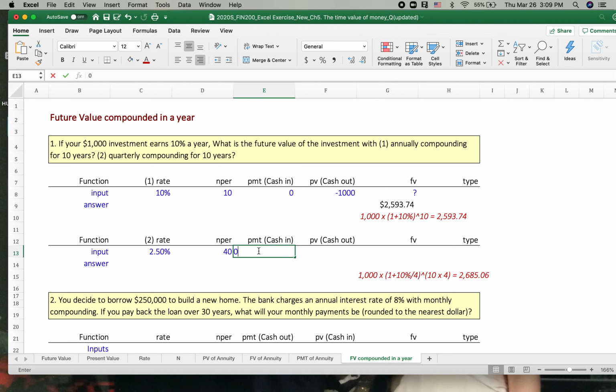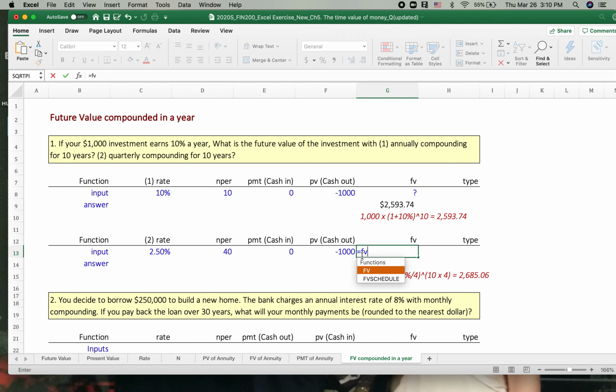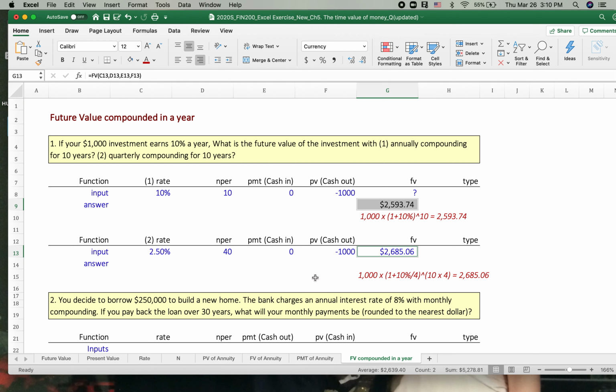And then the payment, no, and investment today, cash out. So the future value is going to be 2.5% rate with 40, the number of periods, no payment, and then investment, $1,000. So you may notice these two numbers. Why does it happen? Because the more compounding, it makes more interest.